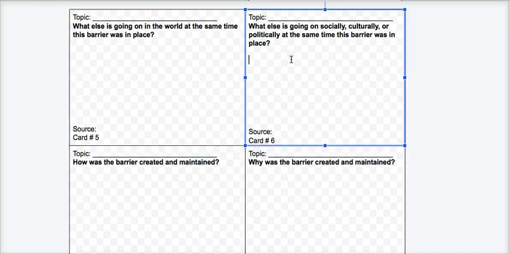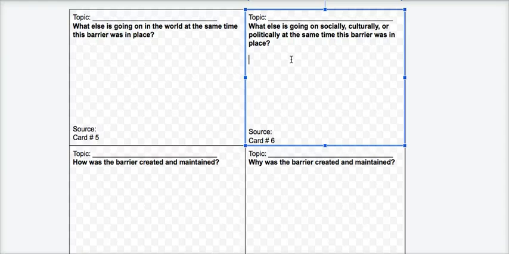Socially, culturally, politically. So socially is like with people and norms and like, socially, these people were in power, these people were seen as lesser. Culturally, what was going on culturally? Was there art movements or musical movements or things like that? Especially if your topic is in art and music, you want to make sure you're connecting it to other movements in art and music and whatnot. And then politically, like who's in charge, who's been elected. It's politically is voting and laws passing. So make sure that you're looking into what's going on in the world with people, with culture, and with leaders at the same time that the barrier was in place.